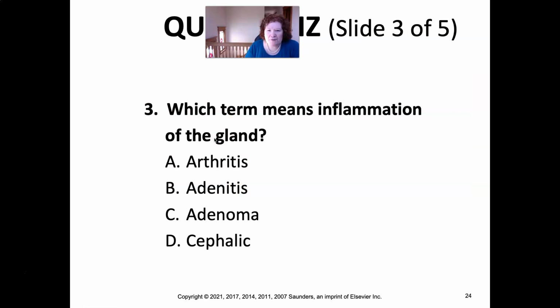Which term means inflammation of the gland? Inflammation. We talked about inflammation or swelling. And I'll give you a hint, it was -itis. Now, I'm not going to give you anything more because you need to be working on these. But I know you can do it.